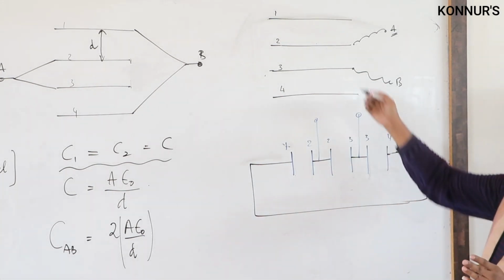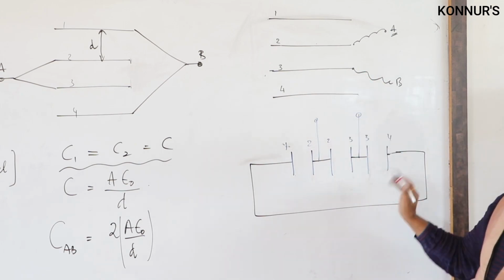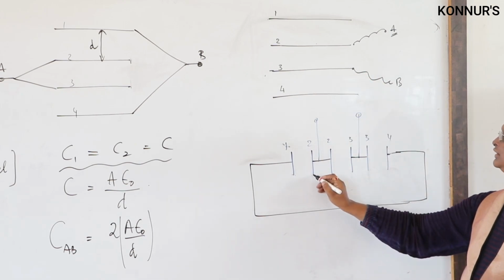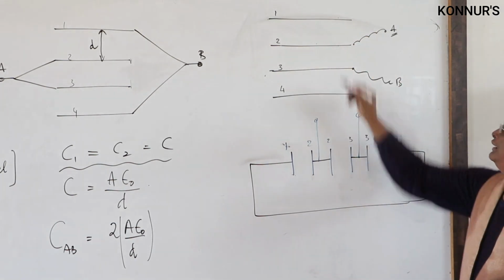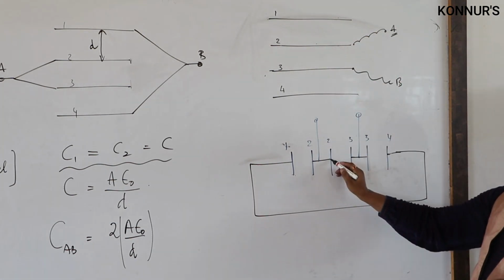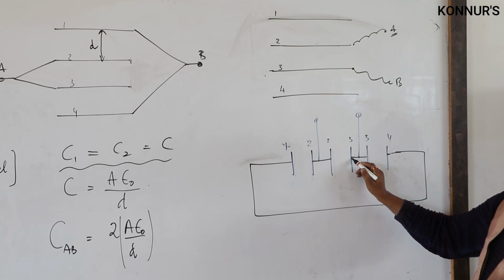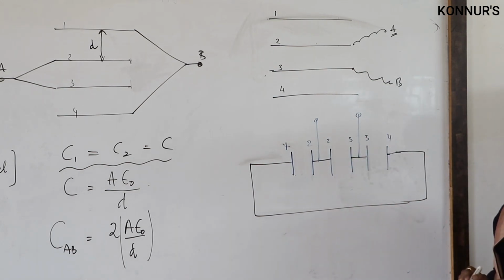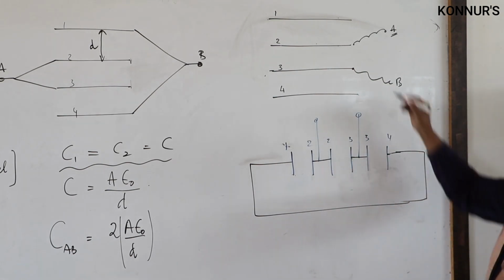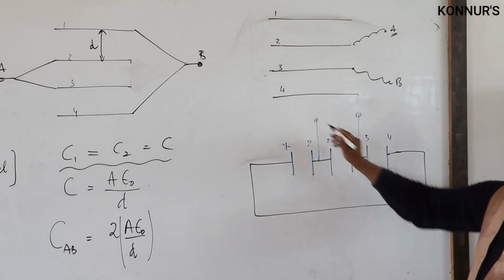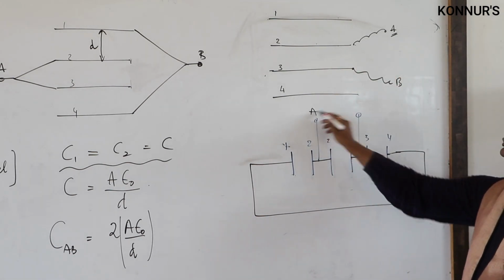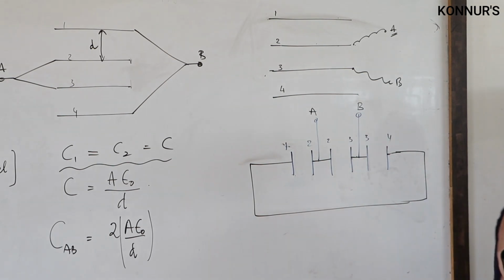Now here, to make it clear, first I am showing you in terms of plates. The first plate and second plate, one capacitor. Second and third, one capacitor. 3 and 4 also forming a capacitor. Now where is the PD? Between the plate 2 and 3. So between the plates 2 and 3, I am showing these A point and B point.